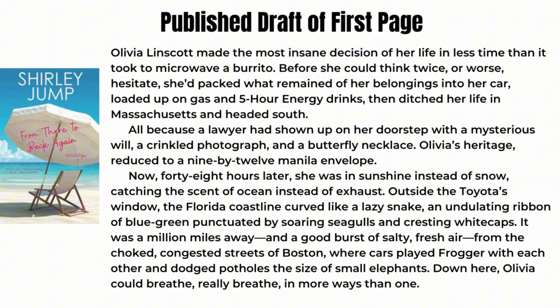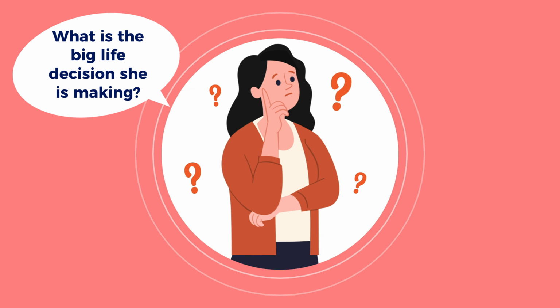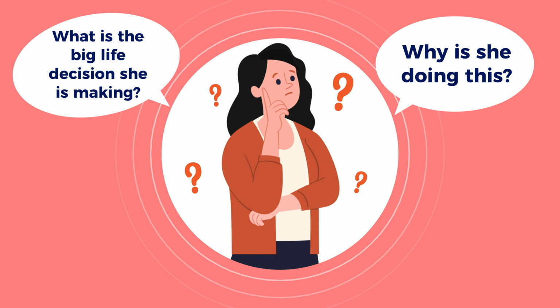"Before she could think twice, or worse, hesitate," so now we know a little bit about her, "she packed what remained of her belongings into her car, loaded up on gas and 5-hour energy drinks, then ditched her life in Massachusetts and headed south." So I have already established who she is and what she's doing and what's at stake here in a little bit of a way. And I've also hopefully hooked the reader by them saying, what is the most insane decision of Olivia's life and why is she doing this?